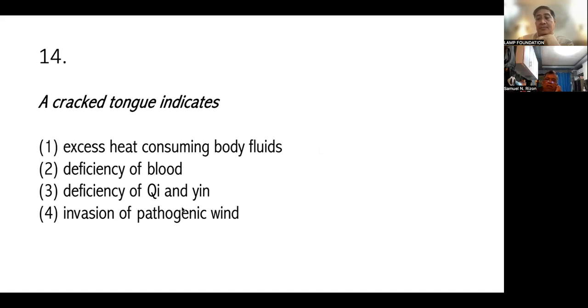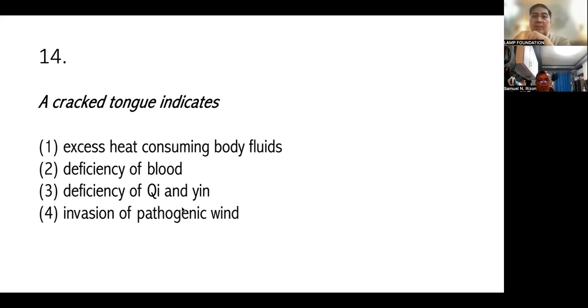A cracked tongue indicates excess heat consuming body fluids, deficiency of blood, deficiency of qi and yin, invasion of pathogenic wind. The answer is number 1, 2, and 3. Cracked tongue indicates excess heat consuming body fluids, deficiency of blood, and deficiency of qi and yin.